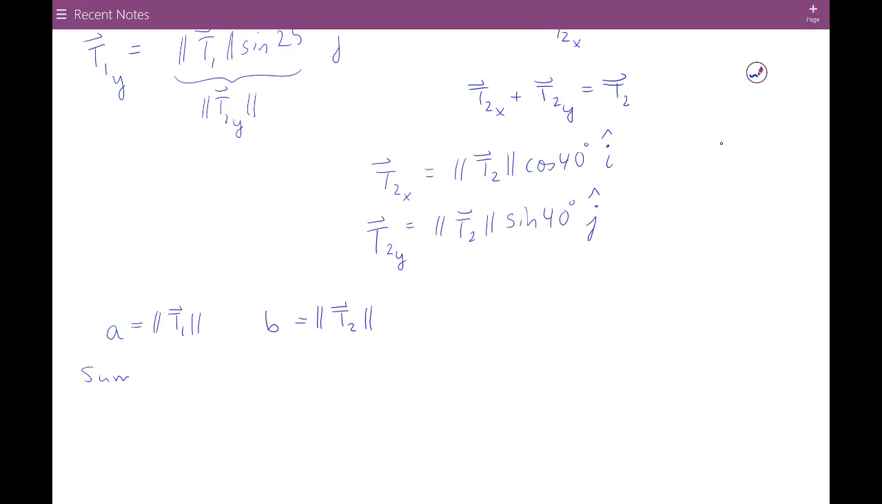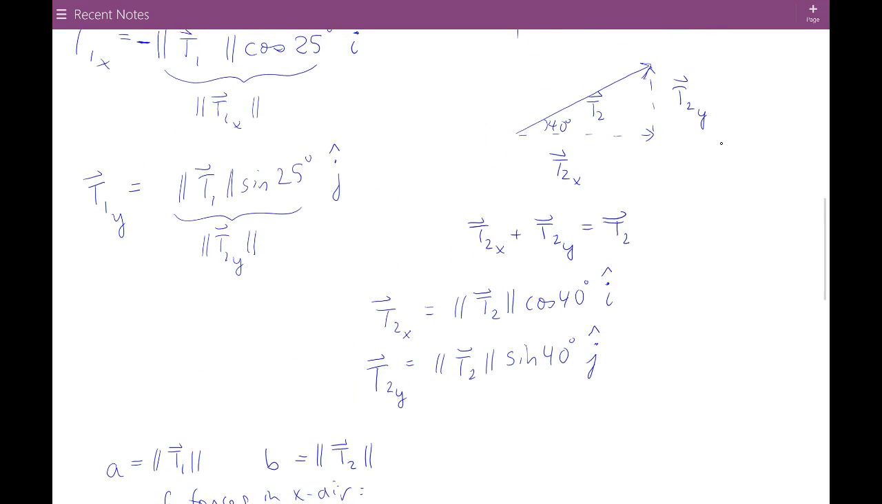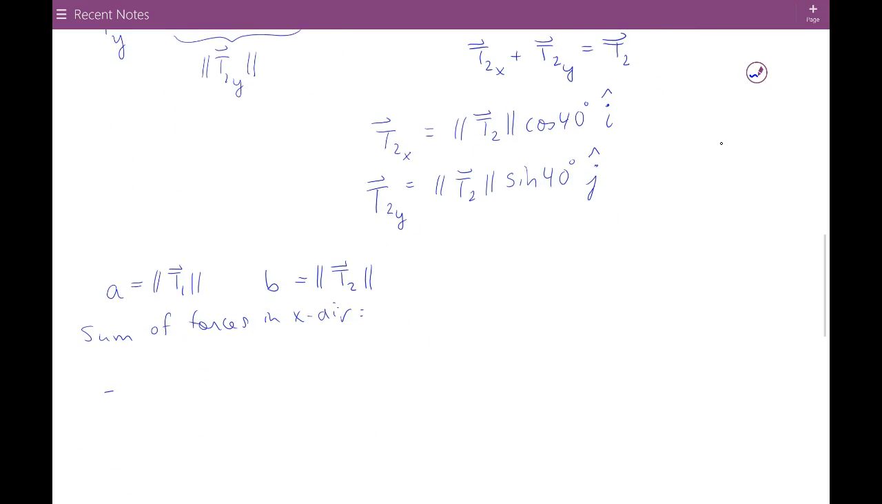So the sum of the forces in the x direction is going to be negative A cosine of 25 degrees i hat plus B cosine 40 degrees i hat, and that has to equal the 0 vector. The only way that's going to be the 0 vector is if negative A cosine 25 degrees plus B cosine 40 degrees equals the scalar number 0. So now we have an algebraic equation.